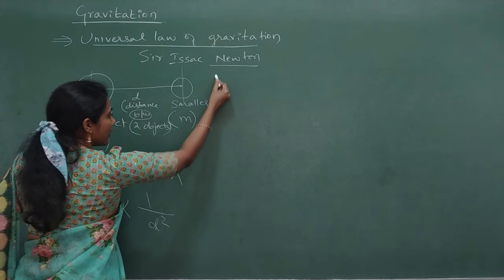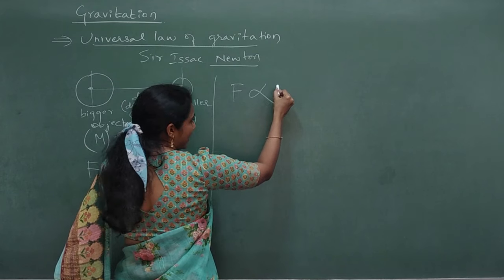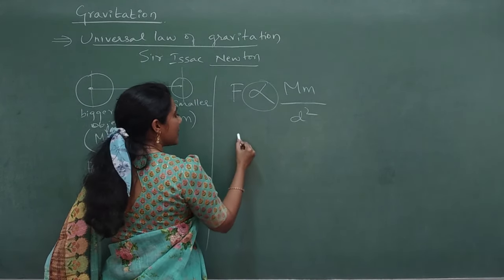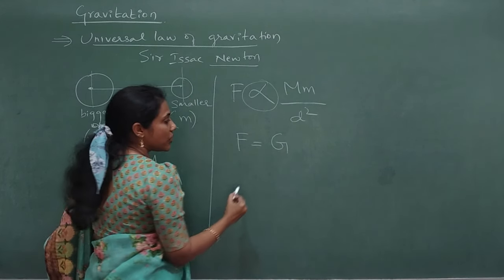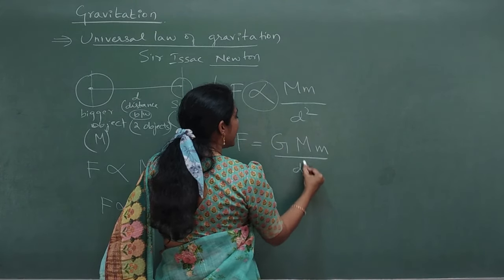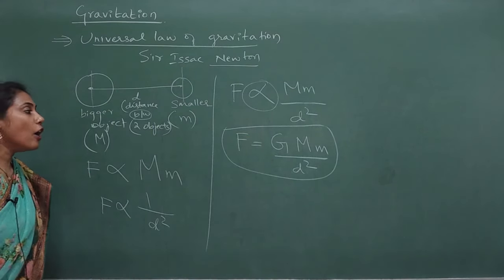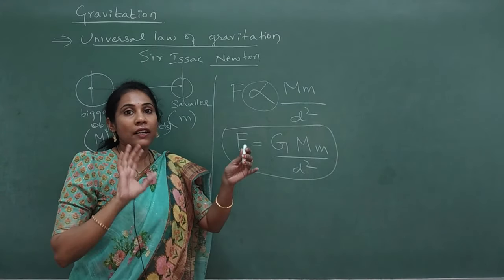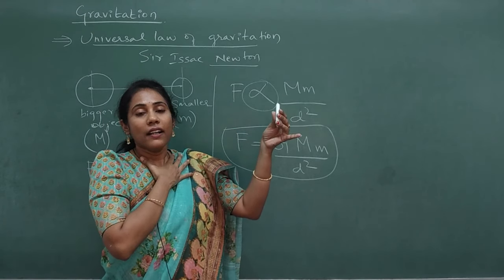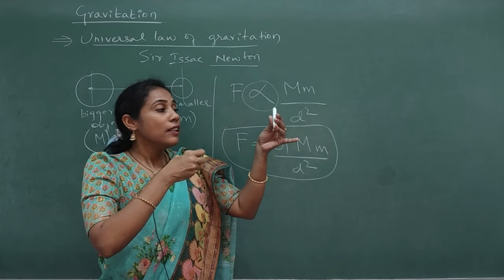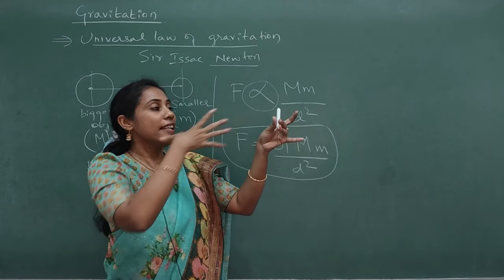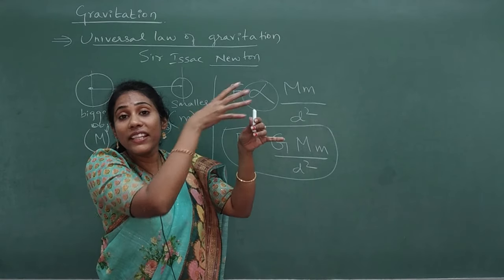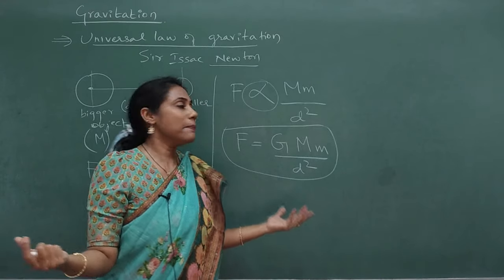So if I combine these, how can I write? F is directly proportional to capital M small m and inversely proportional to D square. If I have to remove this proportionality symbol, I should introduce a constant. So F is equal to G into capital M into small m divided by d square. This is what we mean by the universal law of gravitation. If you want to find gravitational force, you can use this formula. Suppose there is some invisible attractive force between me and the chalk piece. If you know my mass, the mass of the chalk piece, and the distance, you substitute the values in the formula and calculate the gravitational force between me and the chalk piece.